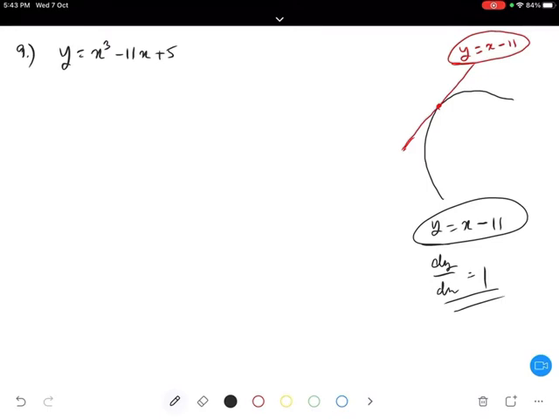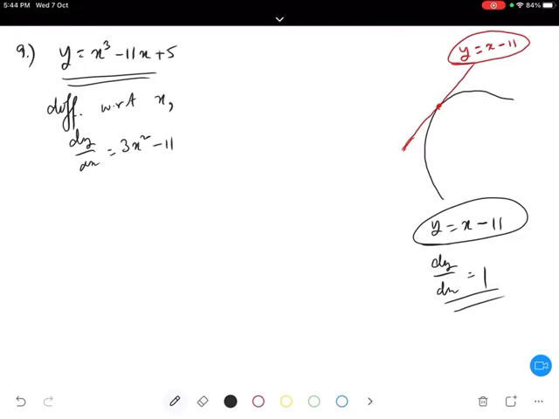Okay, so let us do this one. First thing, let us find the slope of the curve. Differentiating with respect to x, dy dx is equal to 3x squared minus 11. This is what you get.